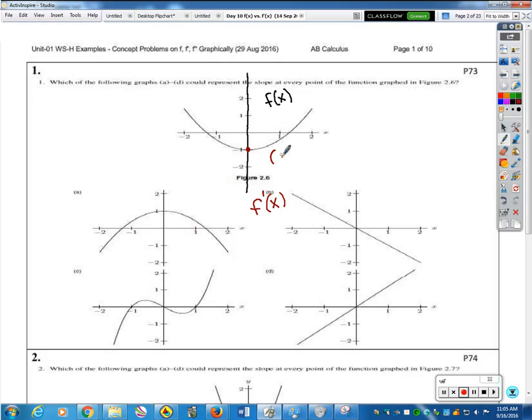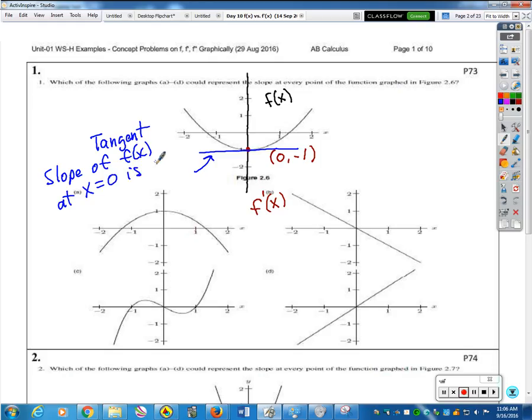She notes that that point is at x equals 0, y equals negative 1, and she also notes that at that point, the tangent slope has a value of 0. So the tangent slope of f at x equals 0 is 0 itself. Three tickets if you would have said what Erica said.